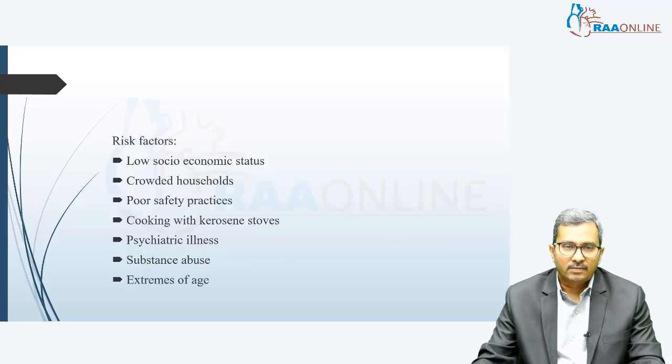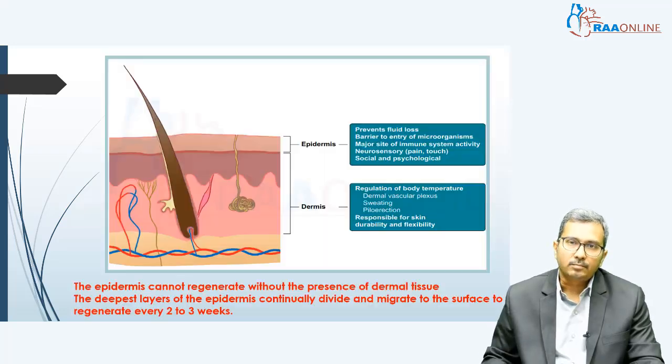Going into the risk factors for burns and their associated morbidity and mortality, as we all know: low socioeconomic status, crowded households, poor safety practices, cooking with kerosene stoves, psychiatric illness, substance abuse and extremes of age, the risk of burns is going to be high.